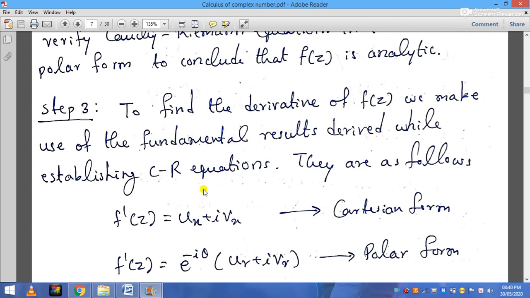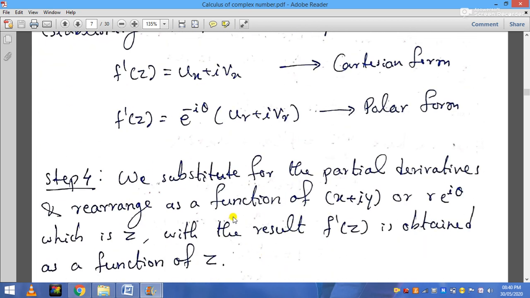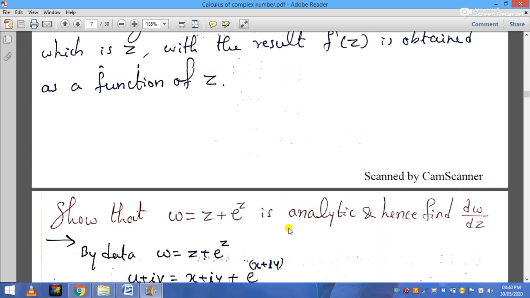Then to find the derivative, we use the formula f dash of z is equal to ux plus i into vx in Cartesian form, and f dash of z is equal to e raised to minus i theta into ur plus i into vr in polar form. Then the last step is to put in all the partial derivatives and rearrange the function, then obtain f dash of z in terms of z. So that is the derivative f dash of z. By using this procedure, let us solve the example.